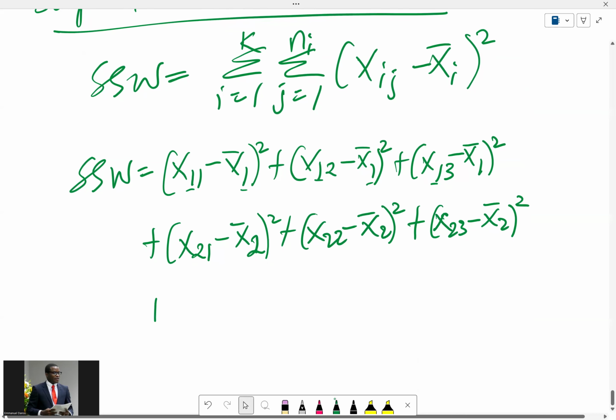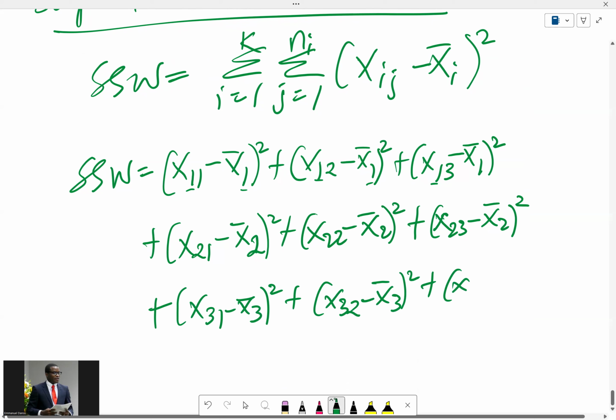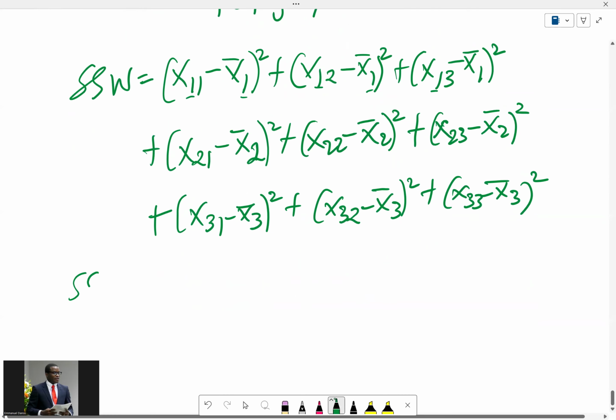Then for group 3 now, we have X31 minus X3 bar squared plus X32 minus X3 bar squared plus X33 minus X3 bar squared. That's plenty. That's a lot. Okay, so let's go slowly. This is requiring a lot of computation, so let's be very careful with that. So let's do SSW now. Let's go as we can.